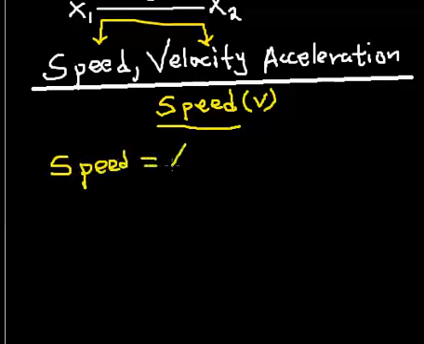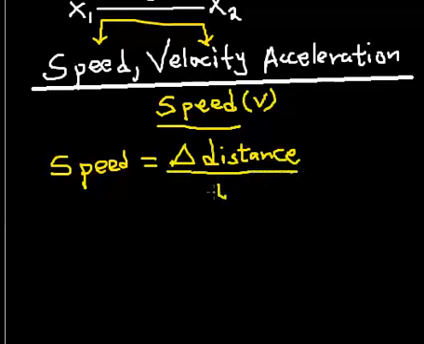as the change in distance with time. And of course, the SI unit of distance is the meter, and the SI unit of time is the second. So speed is meter per second.